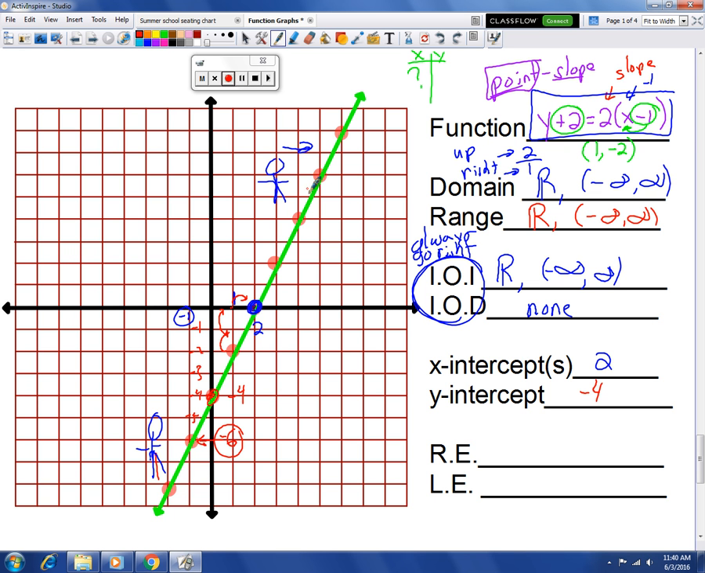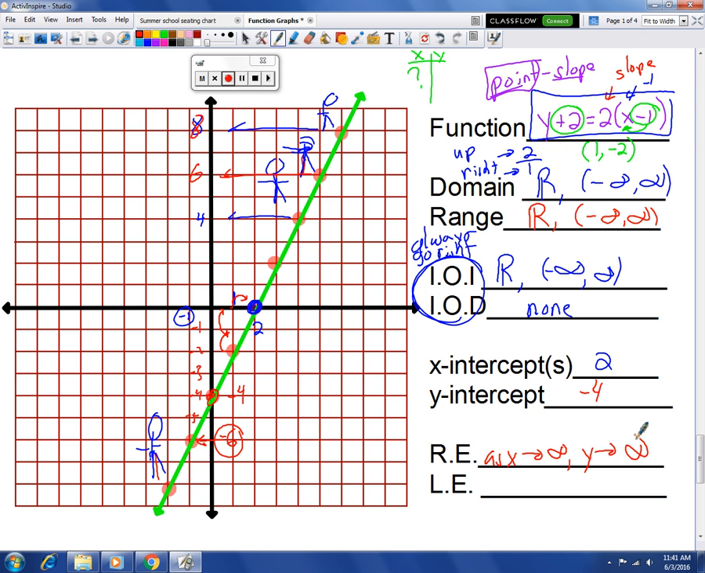The right end, okay. As your little guy goes to the right, this y value was 1, 2, 3, 4. As he goes a little further right, that y value is 6. As he gets a little farther to the right, this y value is 8. So as your x values increase, the y values also increase.